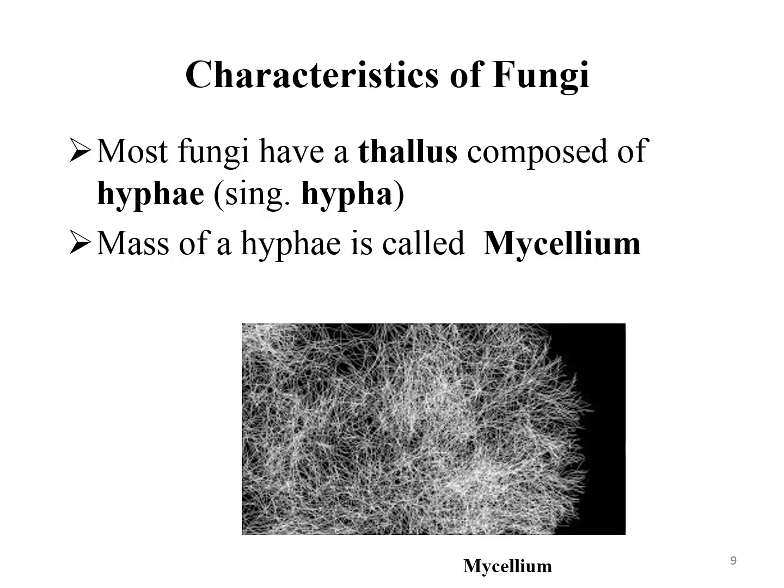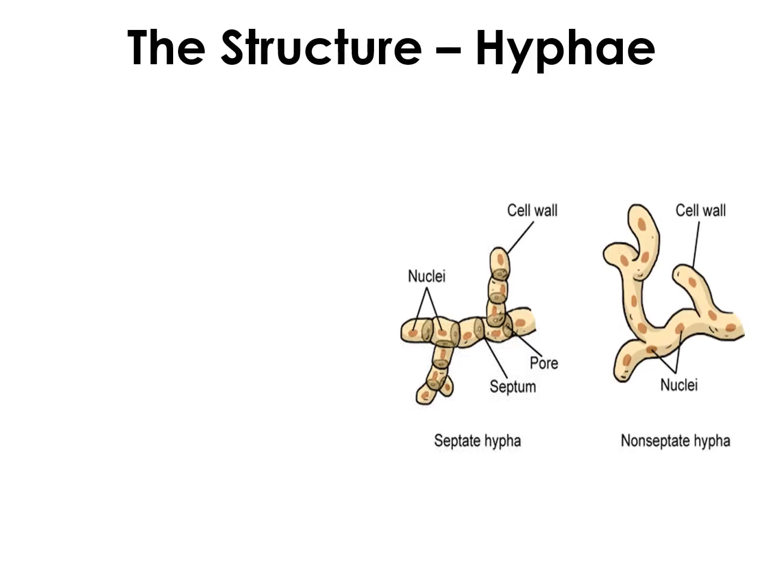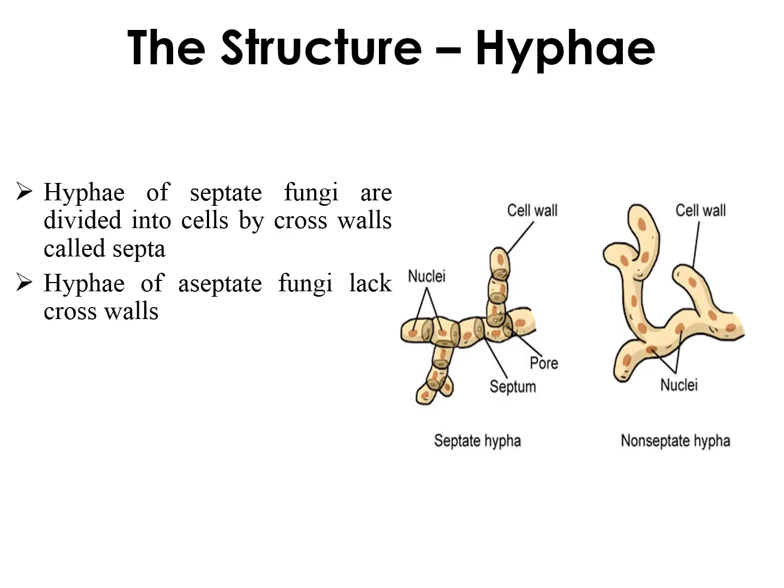Most fungi have a thallus composed of hyphae. So what are hyphae? Hyphae are long, branching, filamentous, thread-like structures of a fungus. A mass of these hyphae is called mycelium. You can see in the picture. Fungal hyphae may be septate or aseptate. Most fungal hyphae are divided into separate cells by end walls called septa. You can see in the picture.